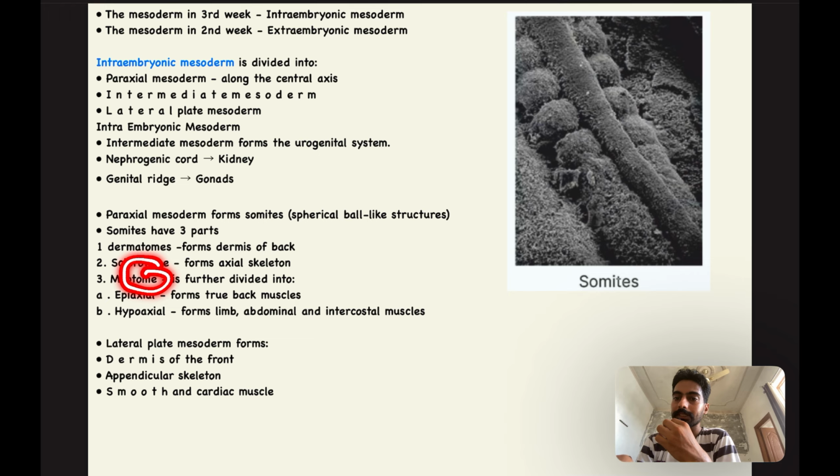For the formation of muscles, paraxial mesoderm forms skeletal muscles, but the remaining two, smooth and cardiac muscles, are formed in the lateral plate mesoderm. So if we can remember paraxial mesoderm, then we can do the opposite and apply this to the lateral plate mesoderm formation.